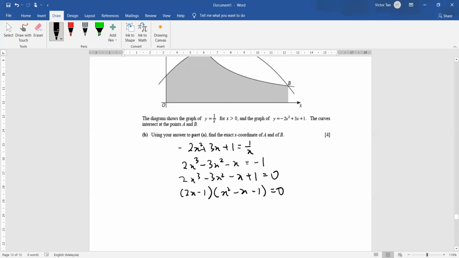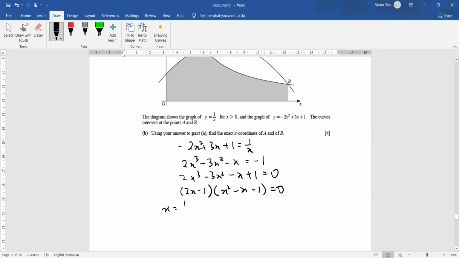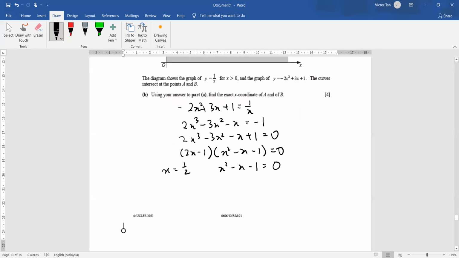So you have here x equals to half, or x squared minus x minus 1 equals to 0. x is minus 1 plus minus the square root of 1 minus 4 times 1 times minus 1, over 2. So you need a positive value. So you're not going to take the minus because it's a positive value.